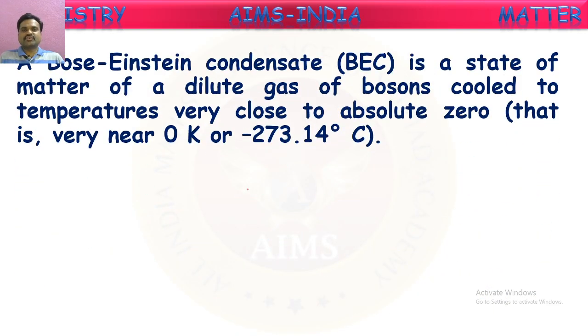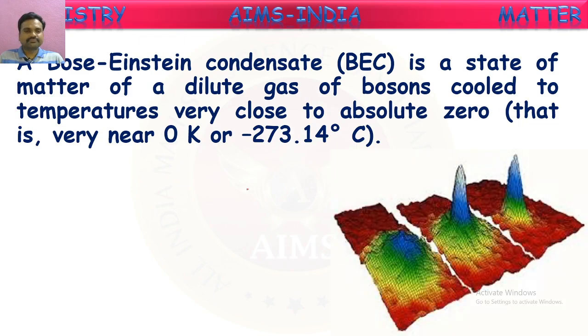A Bose-Einstein condensate is a state of matter of a dilute gas of bosons cooled to a temperature very close to absolute zero. We told already what absolute zero means. It is minus 273 degrees Celsius or 0 Kelvin. It is called absolute zero. If a gas is cooled to this temperature, it forms a Bose-Einstein condensate.